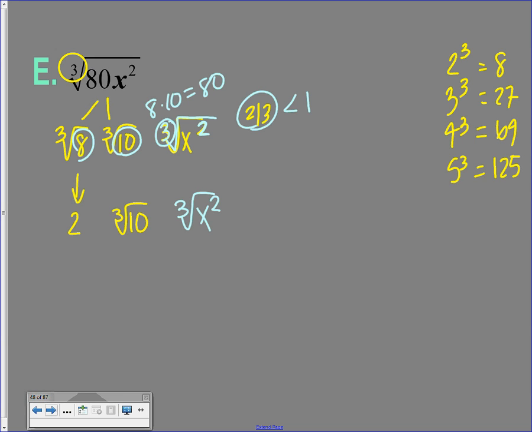So my final answer will be 2, okay, because that's the only thing outside the radical, and then everything inside the radical will be the 10 and the x squared. So your final answer here will be 2 times the third root of 10x squared. Okay? We'll try another one.